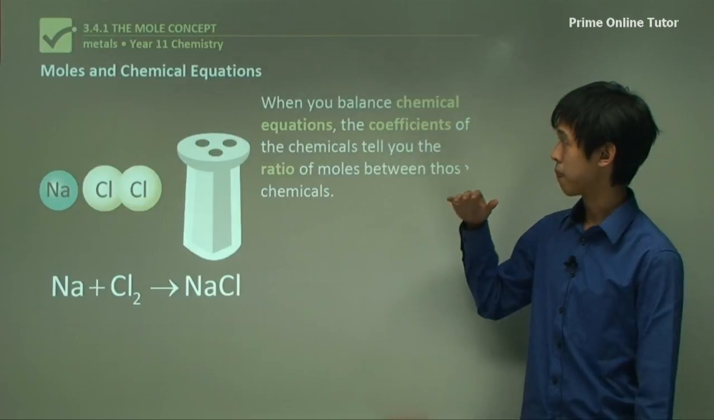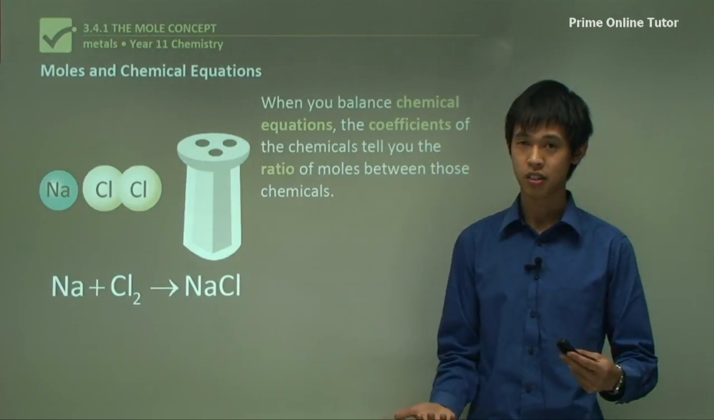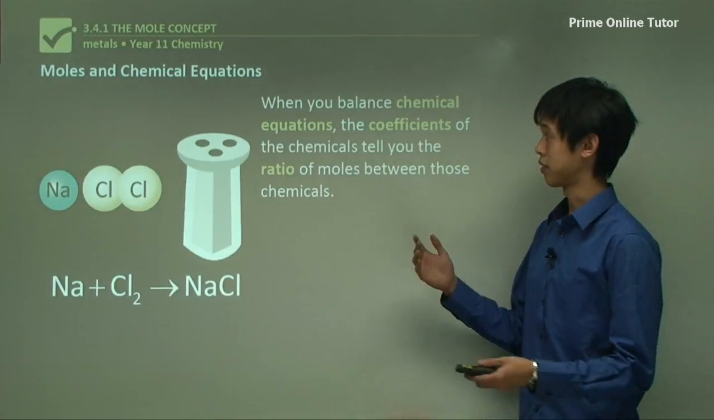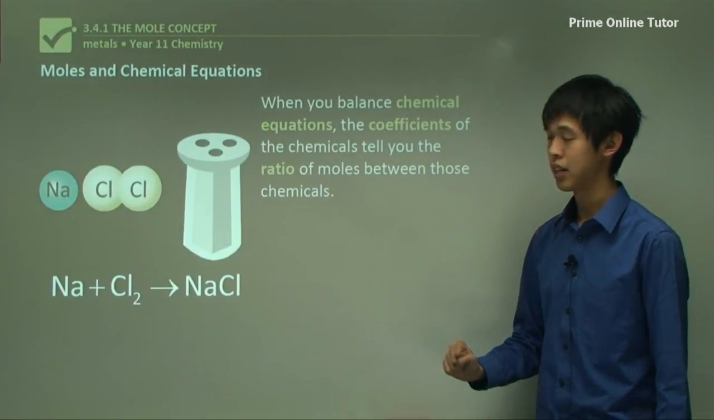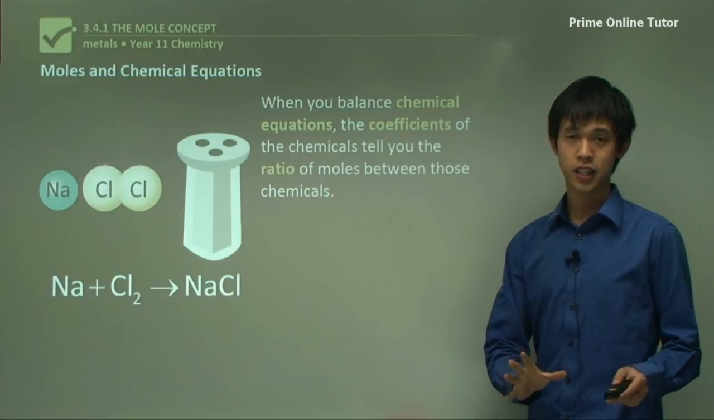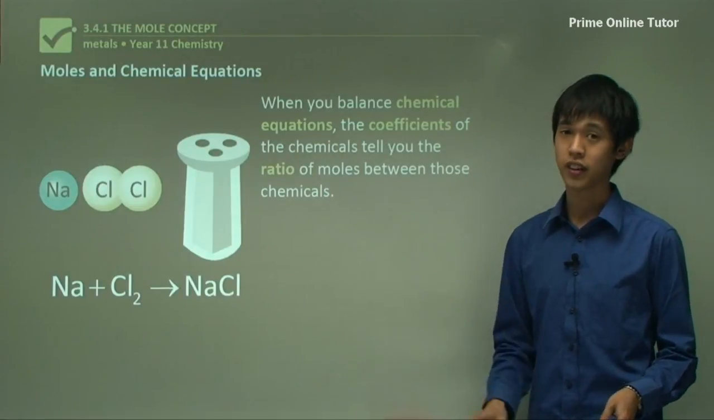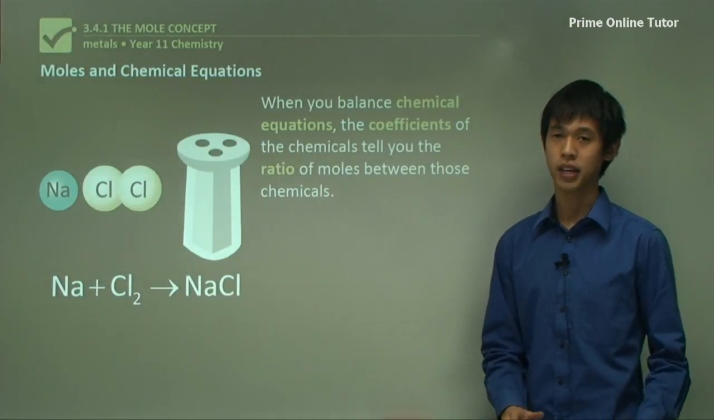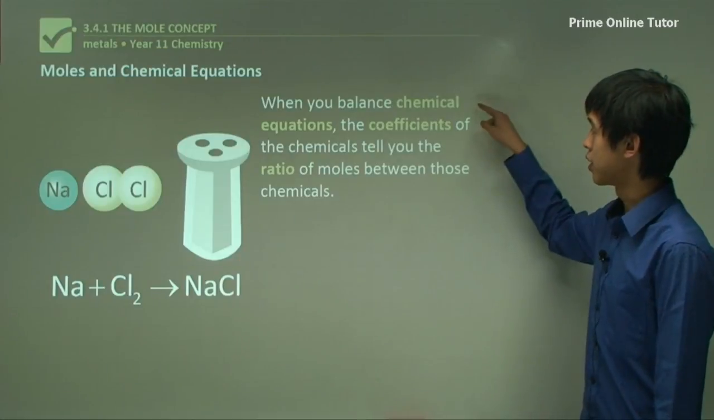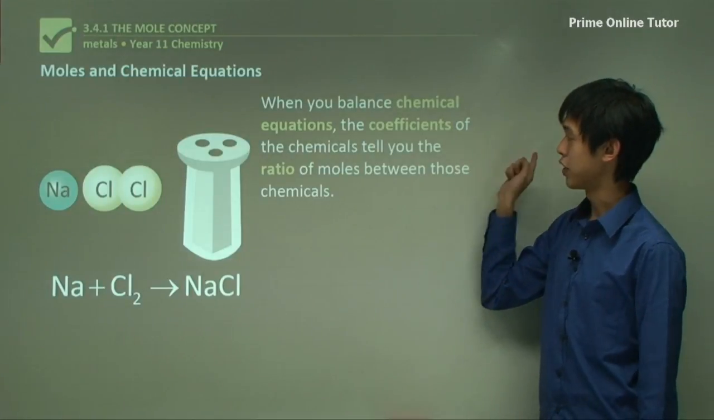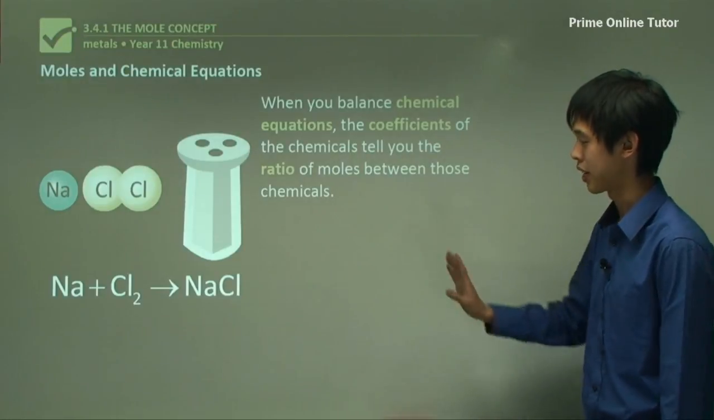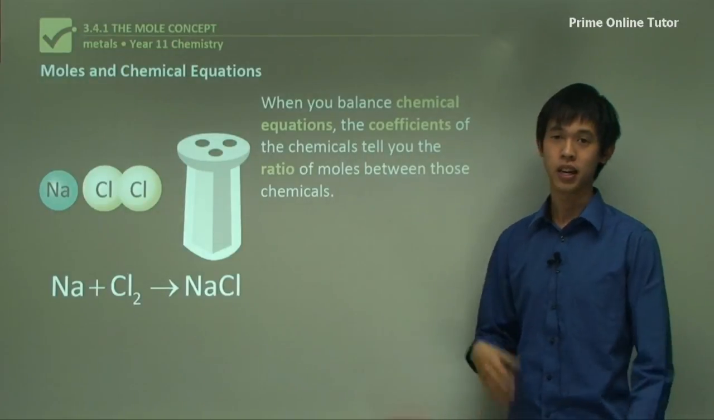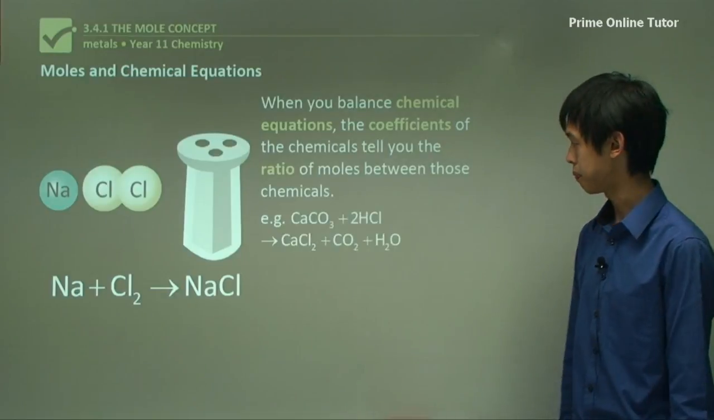So then now that we know how to use that equation, what we're going to know is, how can that apply to our chemical equations? And don't worry if you don't fully understand the equation yet. In the next lesson, we'll do a lot of calculations with it, and you'll get plenty of experience using it. So when you balance chemical equations, the coefficients of the chemicals tell you the ratio of moles between those chemicals. Okay? Again, there's a lot of words there, but it will be clearer with the example.